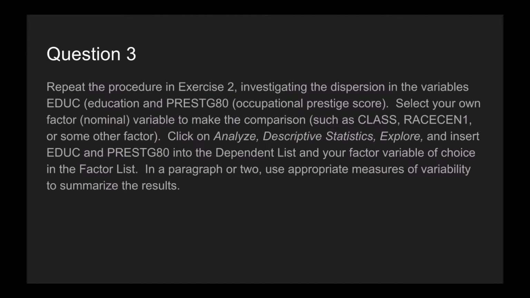Question 3 wants us to repeat the same procedure that we used in exercise 2 in order to investigate the dispersion in the variables of education and occupational prestige score. So then you're going to select your own factor, which should be a nominal variable, to make the comparison, such as class or race or some other factor. So you're going to click on Analyze, Descriptive Statistics, Explore, and insert both variables, educ and prestg80, into the dependent list and your factor variable of choice into the factor list. Then in a paragraph or two, you're going to use appropriate measures of variability to summarize those results.